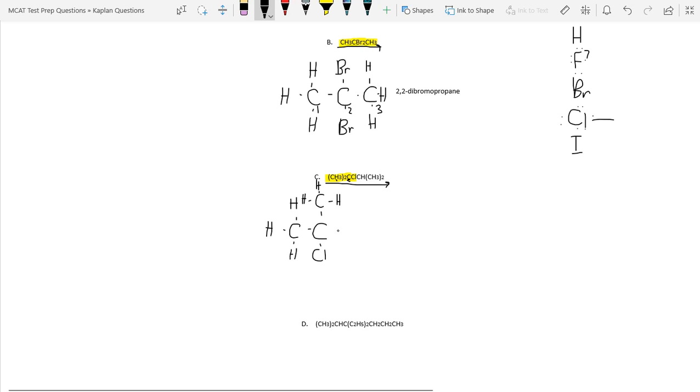And then I have a C bonded to a hydrogen. And what am I going to do? There we go. And then I just have 2 CH3 groups left. So CH3 and another CH3.